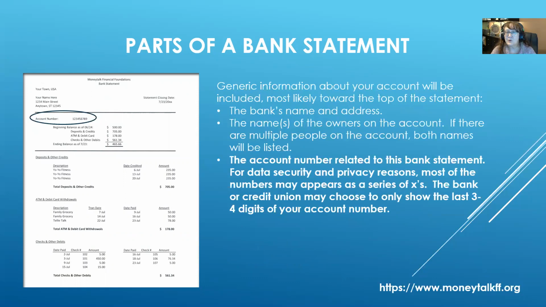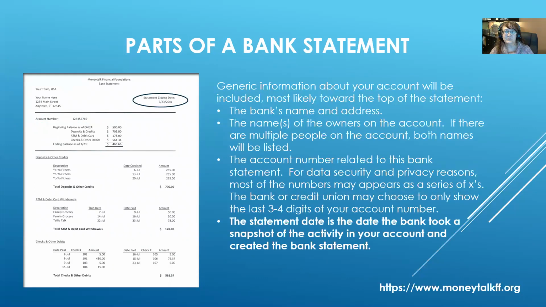Majority of the time, only the last 3 or 4 digits may be displayed, and the rest of them will be hidden with X's, and that's a data security privacy issue. We don't want someone to have easy access to get to your account number if they get a hold of your bank statement. There are some banks or credit unions that will still display the entire account number.